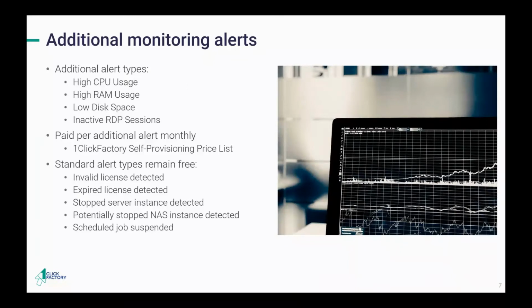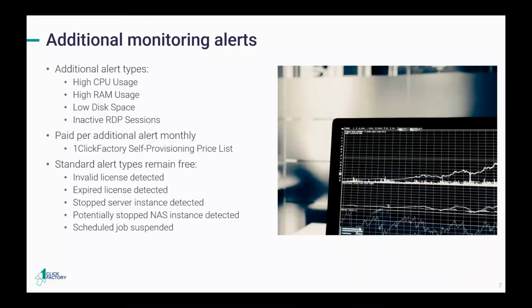So you will be able to find additional pricing details in 1ClickFactory self-provisioning price list in the documents section of our portal next week when we release this feature into our production environment. But for now, yeah. So also these standard alert types that we introduced to you last month that are detecting invalid licenses, expired licenses, potentially stopped NAS instance, stopped server instance, and scheduled jobs, those alert types remain free, and you can create as many alerts of those types as you want.